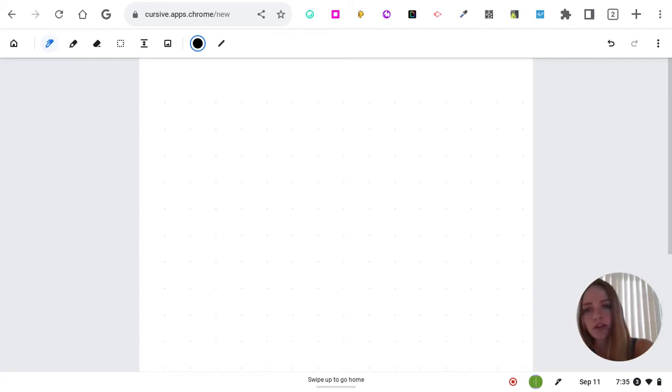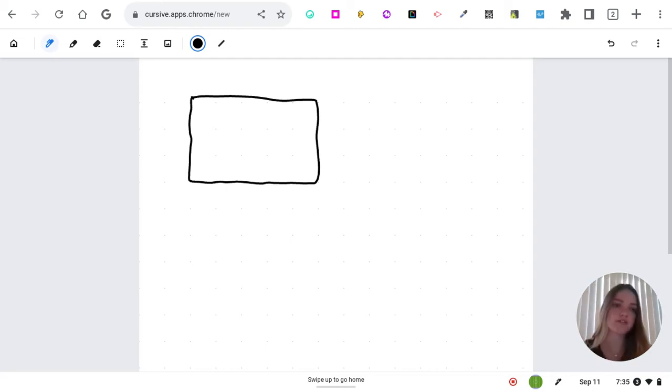I'm going to start with a rectangle that is 3 by 5. 1, 2, 3, 4, 5. And it's also really nice on Google Cursive that you get this grid paper, so it's super useful for area and perimeter. I'm going to make sure that I label my sides too. So I know that this side is 3, and I'm just going to call it units for now. This side has 5 units.